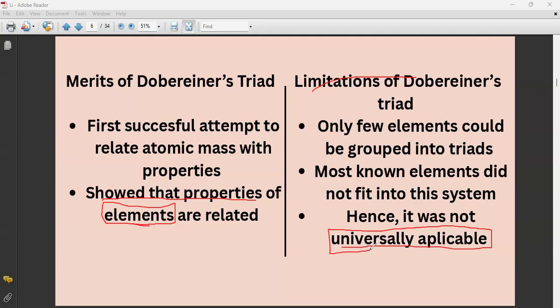Though he has shown that there are some properties which the elements shared, only a few elements could fit into this average system, this Dobereiner triad system, and not every element could fit into the system. That was the reason that the Dobereiner triad was not universally applicable.